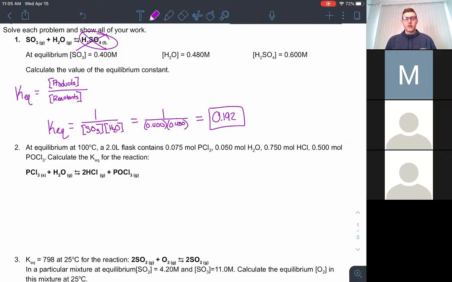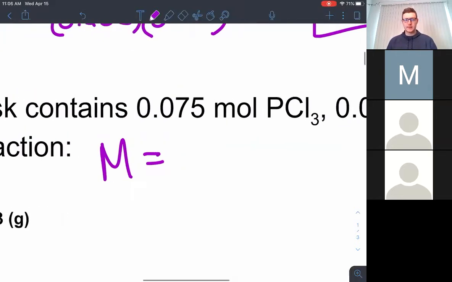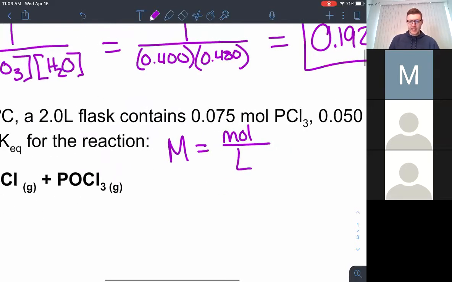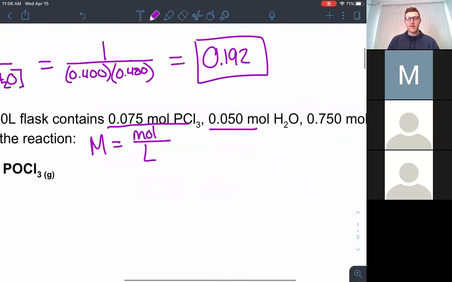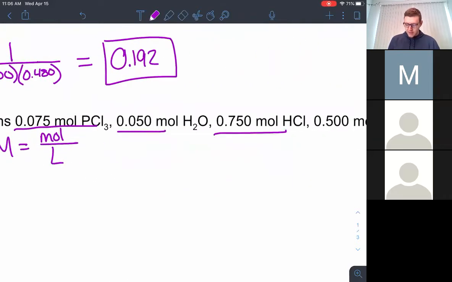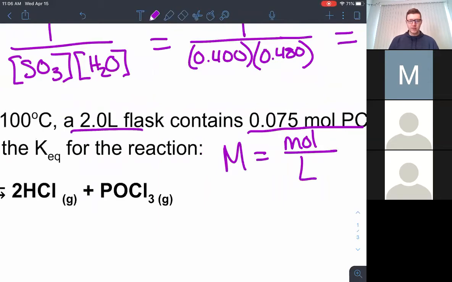So, in order to do equilibrium constant, we have to find the concentrations. Do you guys remember how to find the concentration of a substance? Molarity, perfect. So we have to find the molarity, which means we have to do what? Moles over liters. Which means we have to take each of our moles, so the 0.075, the 0.05, the 0.75, and the 0.5, and we're going to divide them by the volume of our flask. So our flask is a volume of 2 liters. So we're going to take each of those values and divide them by 2.